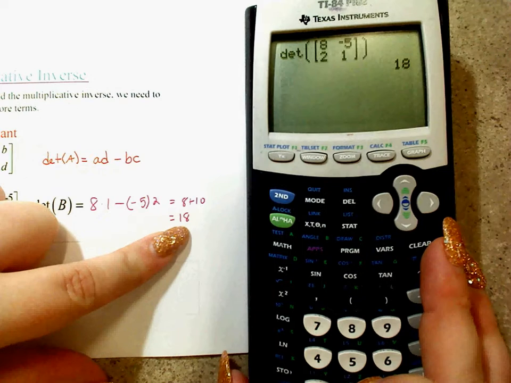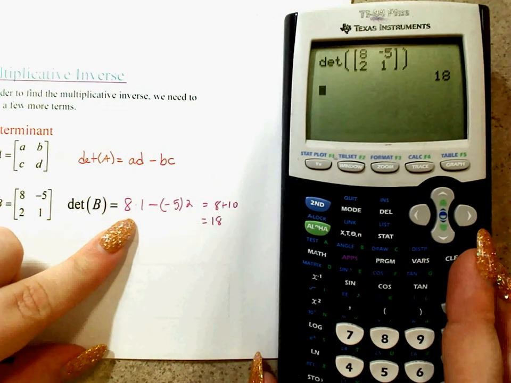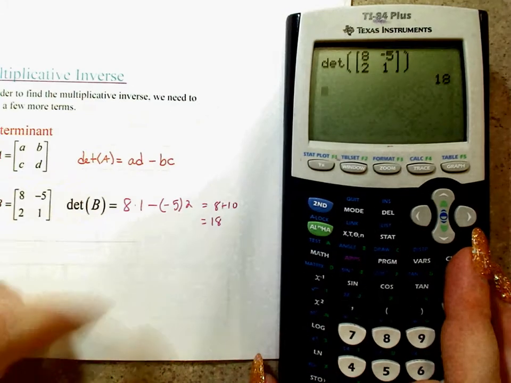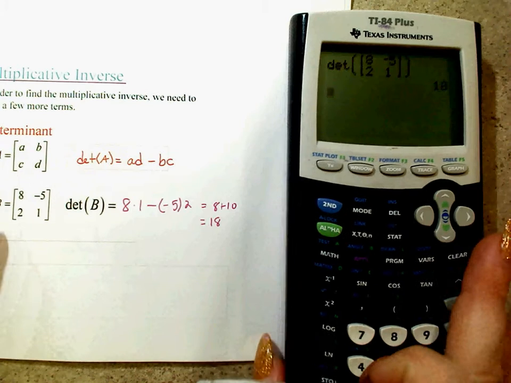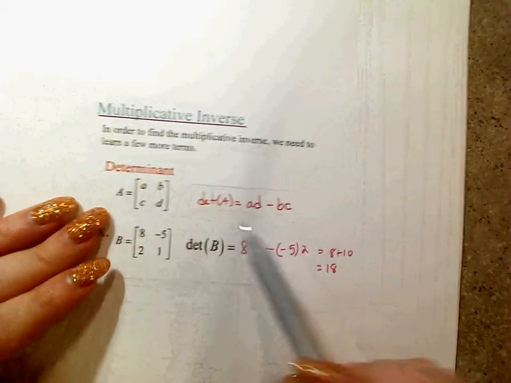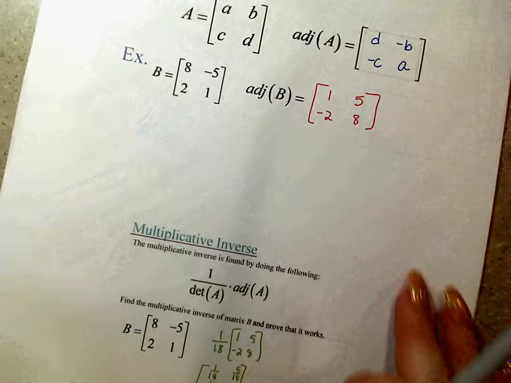So if you are finding it by hand, you can do that, but if you're on the ACT and you remember, then you can just do determinant of the matrix. And that's all under matrix and alpha zoom. Okay, but the important part is knowing A times D minus B times C. Okay, then we have the adjugate.